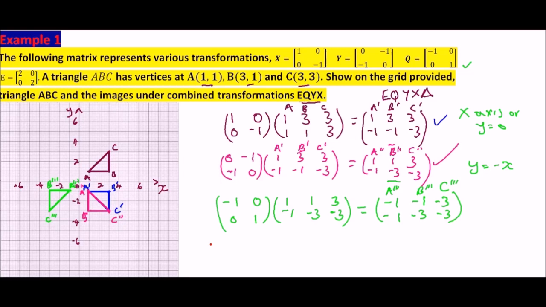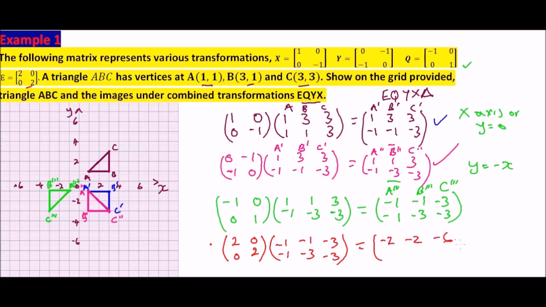Finally, we go to E. This is our matrix E here. So we are going to write the matrix of E, which is 2, 0, 0, 2. We multiply by our image, which is -1, -1, -1, -3, -3, -3. So when you multiply this, 2 times -1 is -2, 0 times -1 is 0. So generally we write -2, -2, -6.